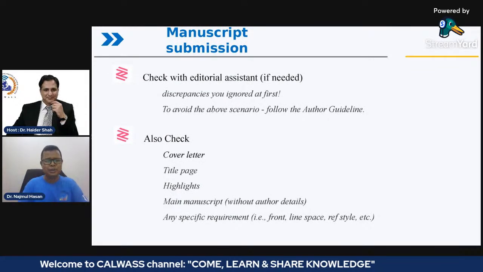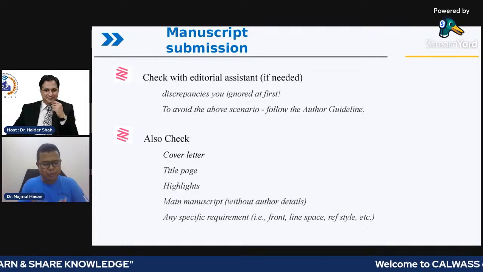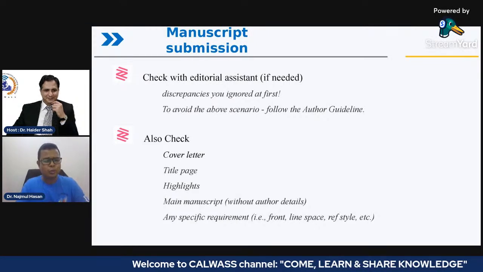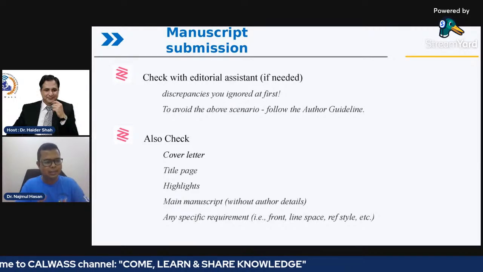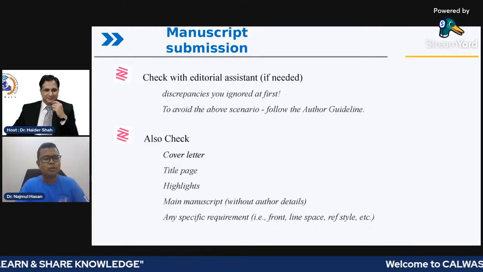I think I have already told this, right? So when you submit the paper, please write a cover letter and a title page. In the title page, just think two things: one, the title of the paper and the author list, and in some cases the affiliation, not a must here. And who is the corresponding author?